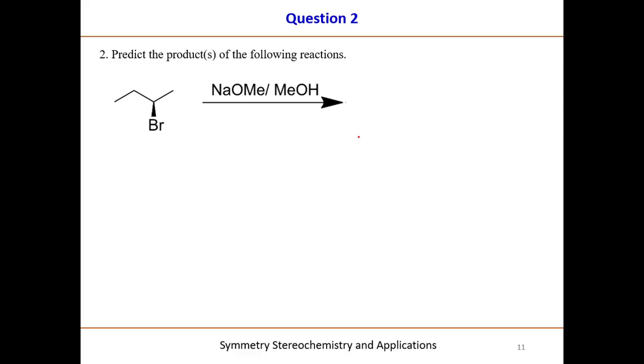So here again we have the two reactants. First we will discuss the reaction with sodium methoxide, then with methanol. So the first reaction I am writing is with only sodium methoxide. What will happen?